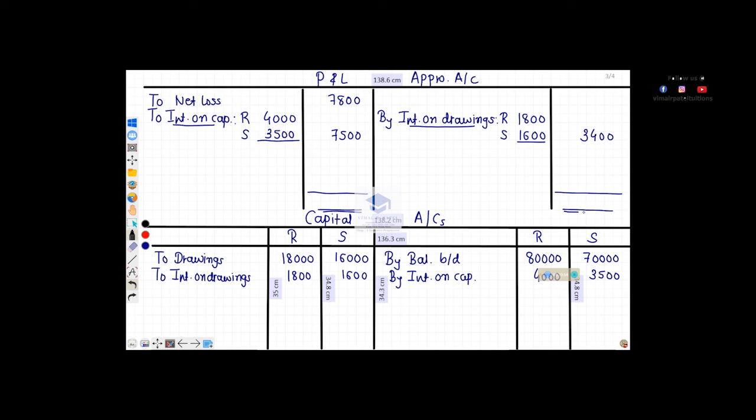Now in the P&L appropriation also, the debit side total is higher. So there is a divisible loss of 11,900. It will be transferred to the partners' capital accounts. Since it is a loss, it will be transferred on the debit side. The profit sharing ratio has been given in the first line of the sum, 6:4. If we reduce it, it will be 3:2. So 11,900 into 3 by 5, and 11,900 into 2 by 5.